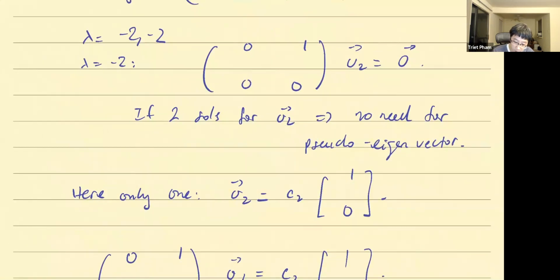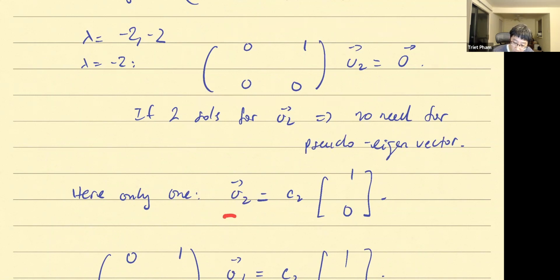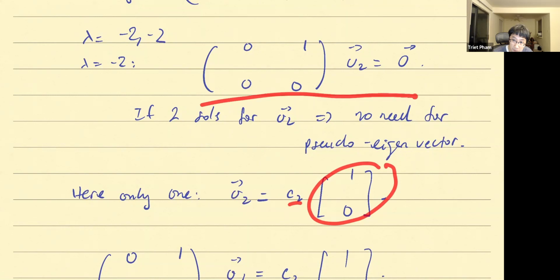For example, if you look at this system, do you agree that V2 is not just this without a C2, right? When you solve for this, V2 is any constant times this vector, right? To solve for this. Agree?